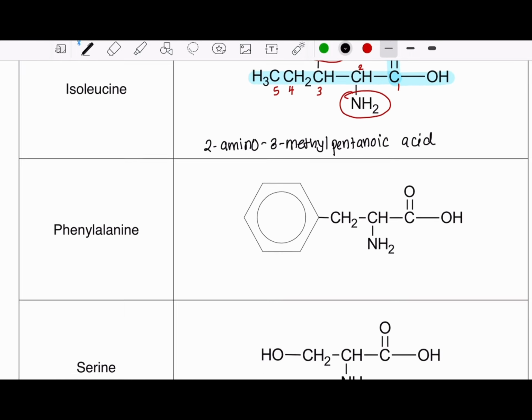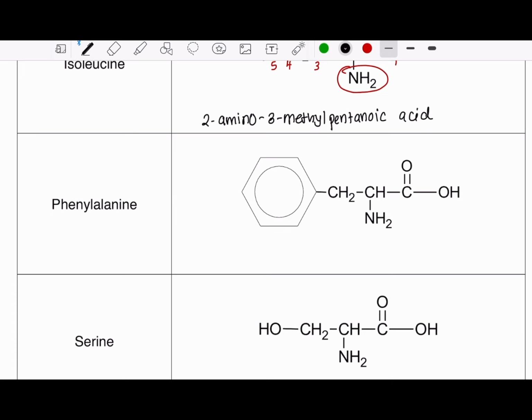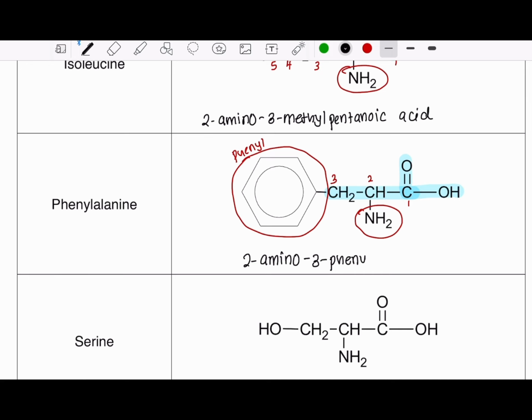Okay, let's see, phenylalanine. This will be your first carbon as usual. So this is the longest chain. So 1, 2, 3. So this is phenyl. In case you guys forgot, this is phenyl. So the name will be 2-amino, 3-phenyl propanoic acid.